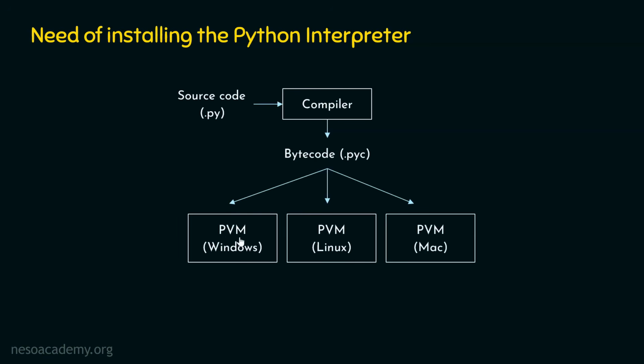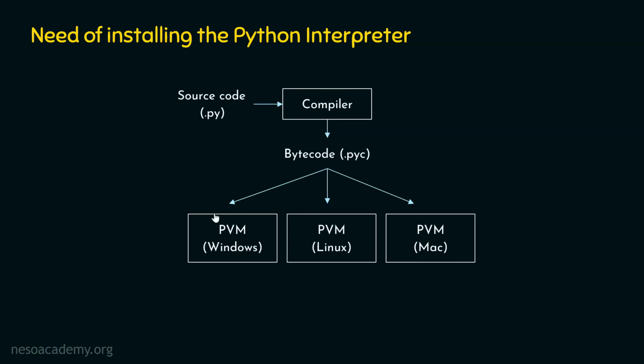PVM stands for Python Virtual Machine, and Python interpreter is part of PVM. So PVM could be thought of as a complete package which is capable of running bytecode and converting it to machine code on the fly. This is what we have learned in the last lecture. Python Virtual Machine must be installed on Windows in order to run bytecode on Windows. If we want to run bytecode on Linux, then Python Virtual Machine must be installed on Linux machine. If we want to run bytecode on Mac machine, then Python Virtual Machine must be installed on Mac machine.